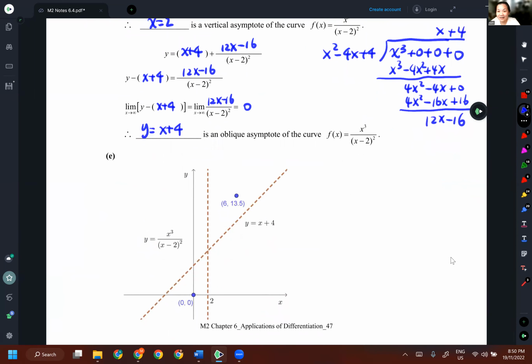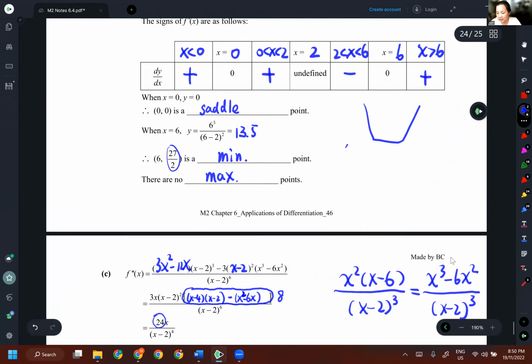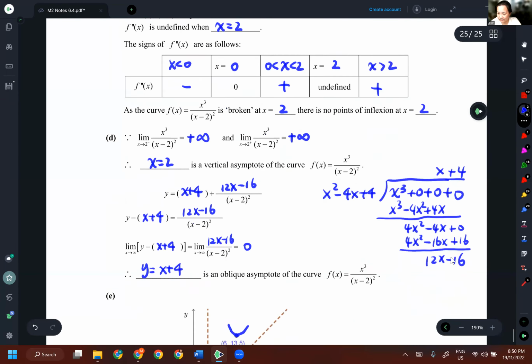Now the curve. This is a maximum. This is a minimum, sorry. This is a minimum. And this is the saddle point. How do I call it? It's a saddle point, positive, positive.